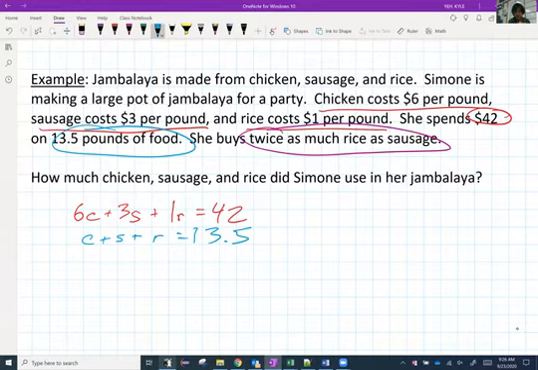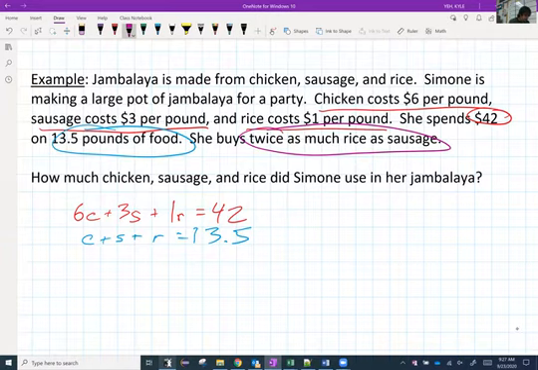So I've got two equations with three unknowns. The third one is the one that gets mixed up the most, and I mix it up all the time. Twice as much rice as sausage. So I got to be really careful how I do this. Twice as much rice means I have more rice. I have 2 times as much rice.